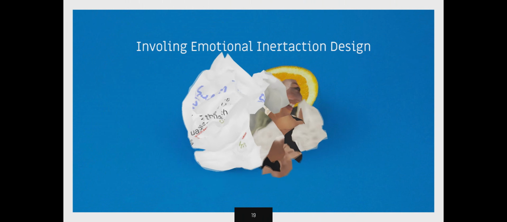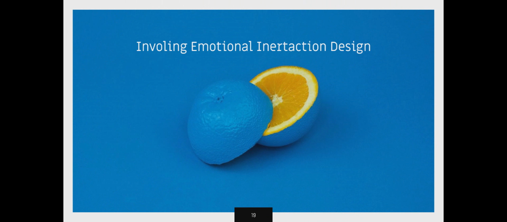Another approach that we use in this topic is emotional interaction design. Can you feel something odd about this picture? As you can see, the orange peel appears blue. It is not normal for an orange to have a blue peel. The name says it all. It should be orange, not blue. So what this picture shows us is that when something is out of its ordinary form or does not appear as it usually does, we notice it right away.